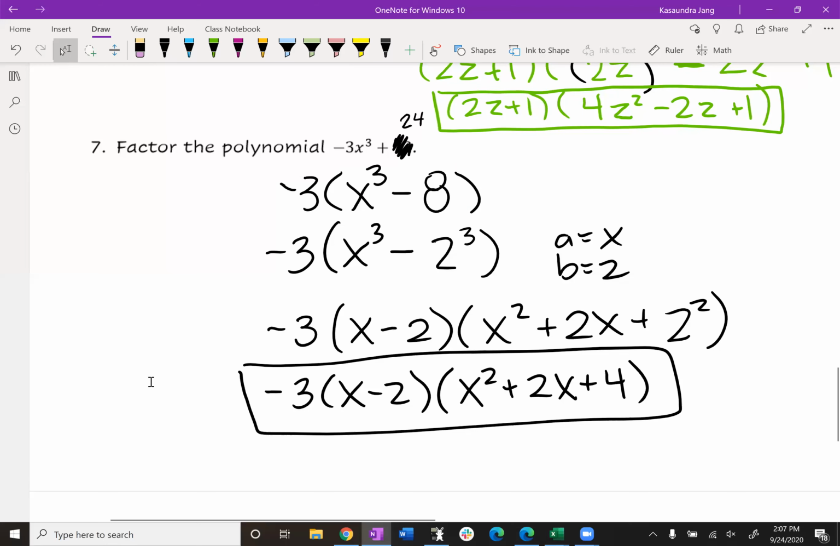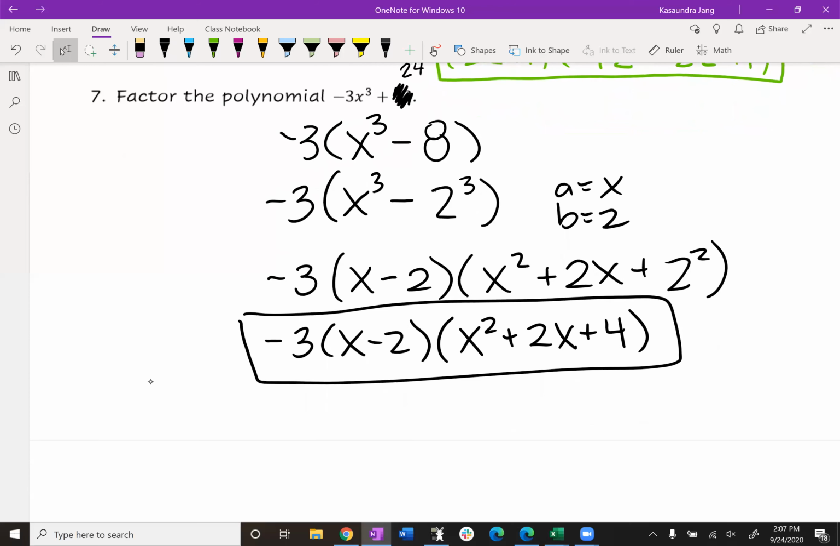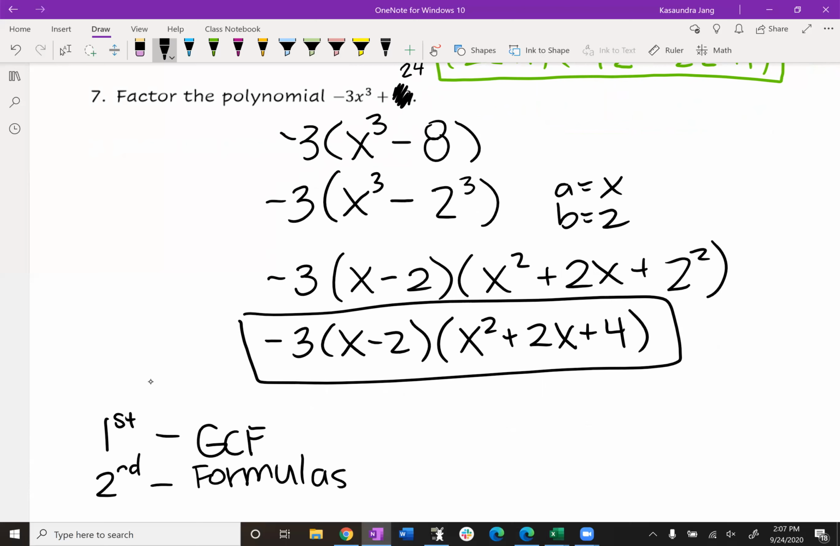All right, I would suggest if you are making notes, tell yourself what to do in order. First, I do the GCF, greatest common factor. And then second, I break it down into 2 factors with my formulas. Now, these are special cases. You're not always going to run into these special cases. This is just what we're working on today. But yeah, this is the order that I did pretty much all of them in.